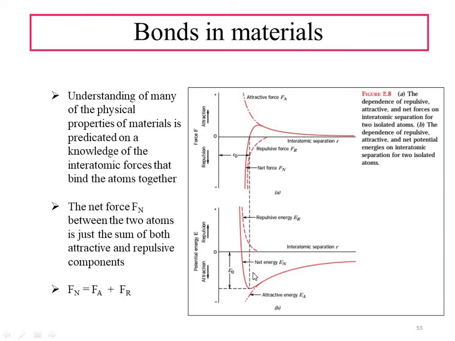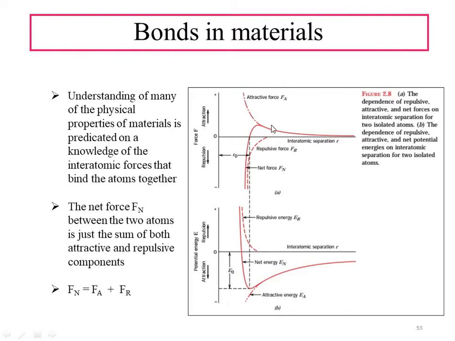Now see this figure, figure 2.8, taken from the Callister textbook itself. It shows the dependence of the repulsive, attractive and net force on the interatomic separation of two isolated atoms. So this graph represents the interatomic force between two atoms. There are two types of force, as we discussed. One is the attractive force, which is positive, and another is the repulsive force, shown in this direction. The attractive force is plotted with this line, and the repulsive force is plotted with this dotted line.